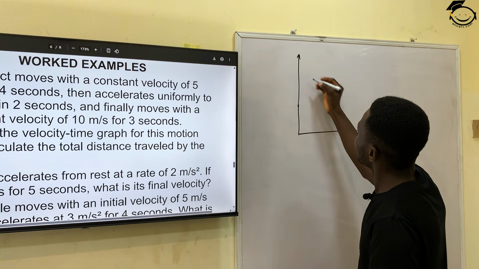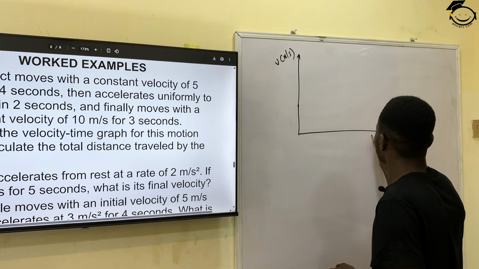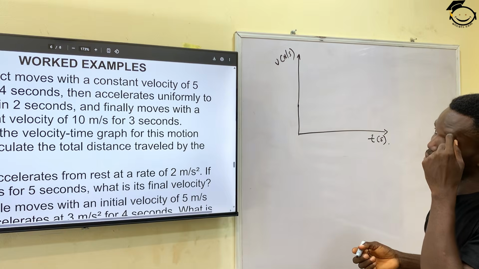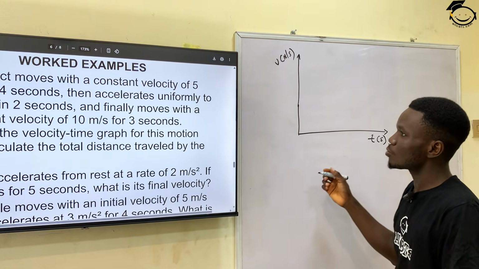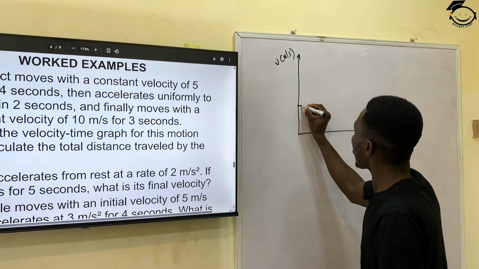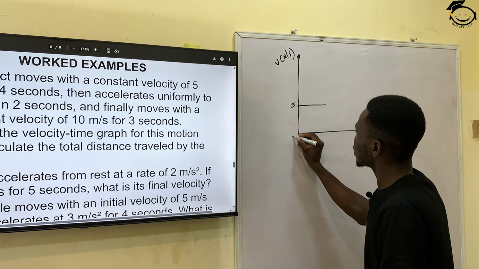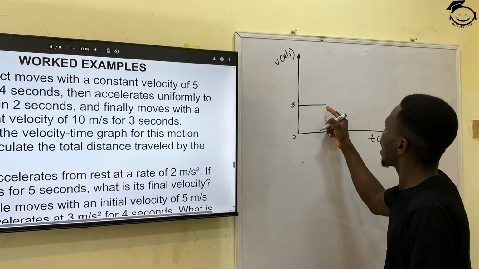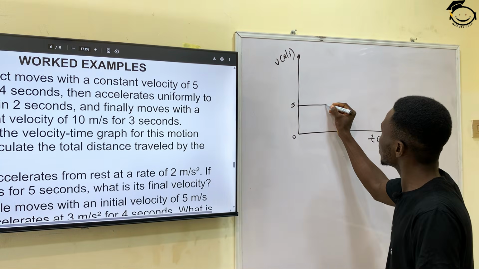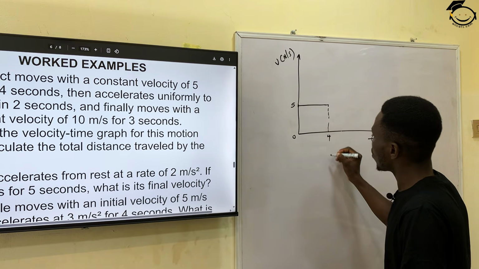So this is my graph. I have velocity here in meters per second, and time in seconds. From the question, the object moves with a constant velocity, which is the same as saying uniform velocity. It starts with a uniform velocity of 5 meters per second. So this is the 0 point, and this is 5 meters per second. The time it took to move this is 4 seconds, so I'll trace this down, and this is 4 seconds.